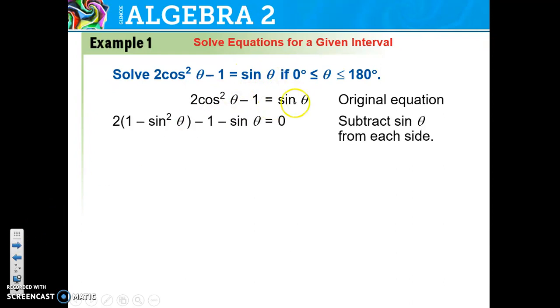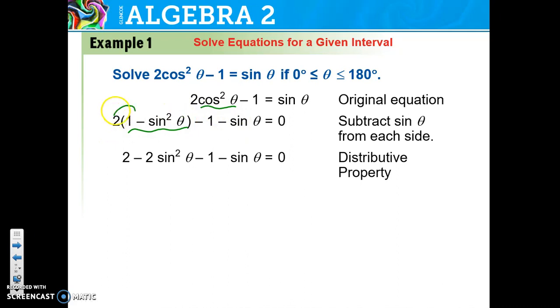So in this case, I notice I have cosine and sine. Right now that's going to make it hard to solve because I have 2 different trig functions in this equation. So notice what they do. We replaced cosine squared of theta with 1 minus sine squared of theta. Why is that helpful? Because now everything is in terms of sine. So I'm going to distribute the 2: 2 minus 2 sine squared of theta minus 1. We move the sine of theta over to the left side so that everything is equal to 0. And then we're going to simplify.